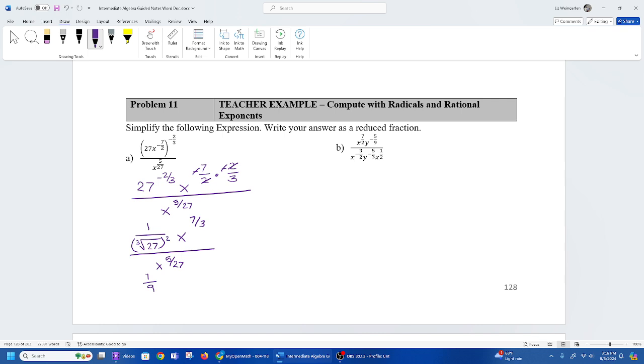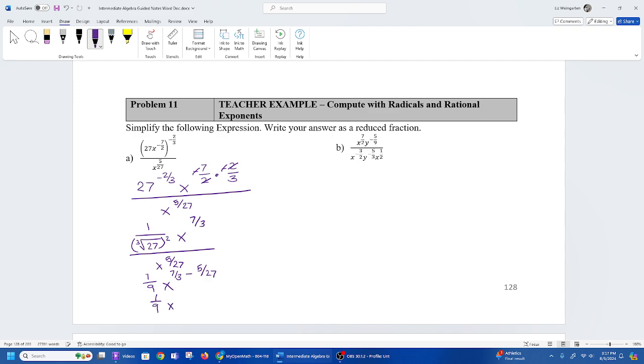Now we have to simplify our x's. We're going to have x to the 7/3 minus 5/27, because we're dividing, so we subtract the exponents. We're going to have to find a common denominator. That will be 27, so I have to multiply top and bottom here by 9. This 1/9 is just going to skate along with us.